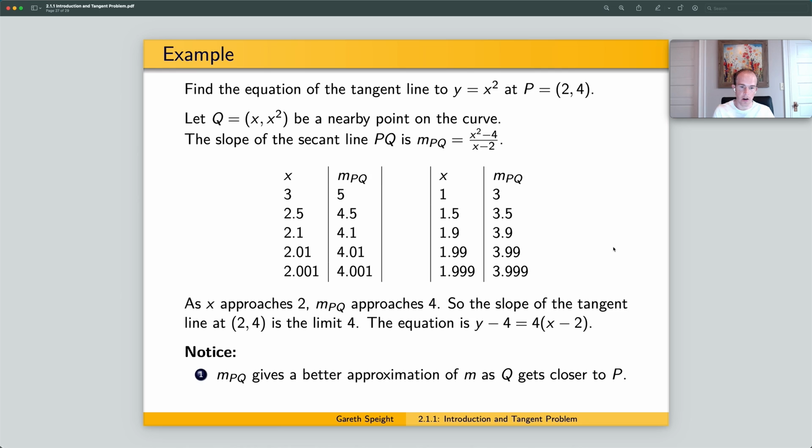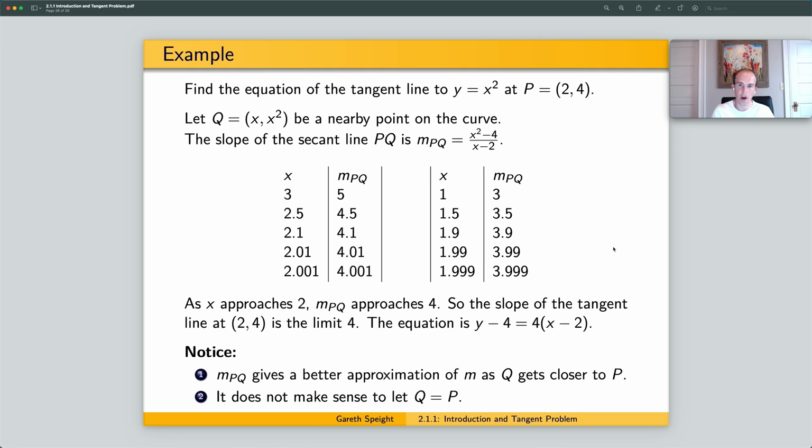Okay, so there are two things to notice. The first thing to notice is that the slopes of the secant lines, the slopes of the lines PQ, give better and better approximations of the slope of the tangent line as Q gets closer and closer to P. So it's not enough to pick one value of Q, one point Q, and find that slope. We have to look at the pattern as Q gets closer and closer to P. So in this table, we saw the pattern, right? The slopes go closer and closer to 4.